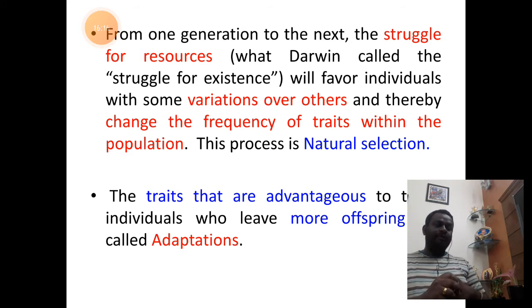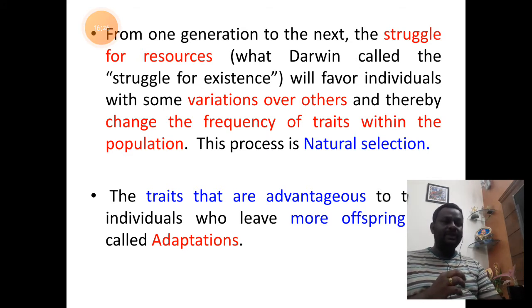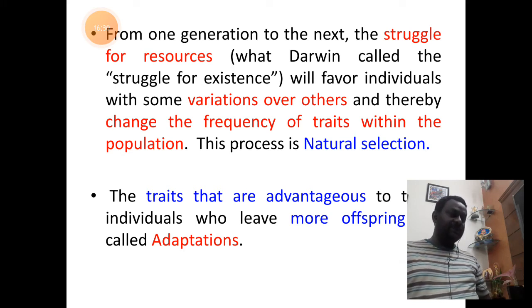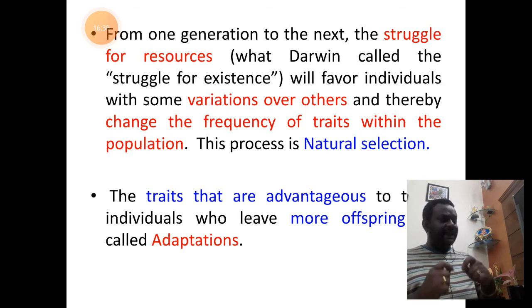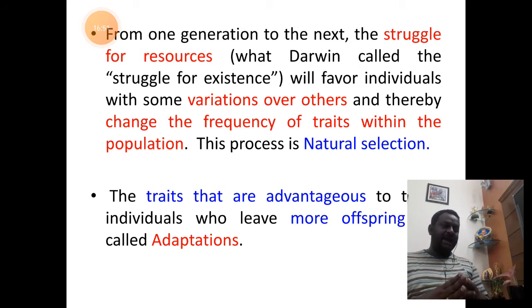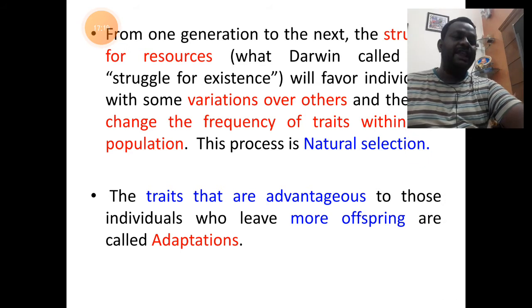During the struggle of organisms for resources, individuals should have a favoring system in them. I mean to say, they should carry the variations over the others. Nature will bring in a change in the frequency of traits in the population, and this is called natural selection. I repeat, any organism which enters the struggle process to become the fittest individual tends to show a change in the frequency of traits. This process is called natural selection.